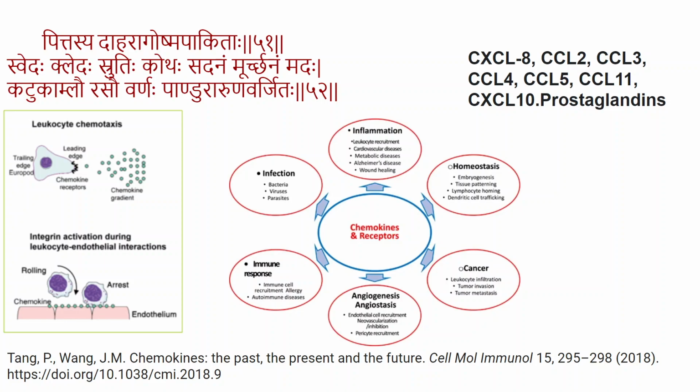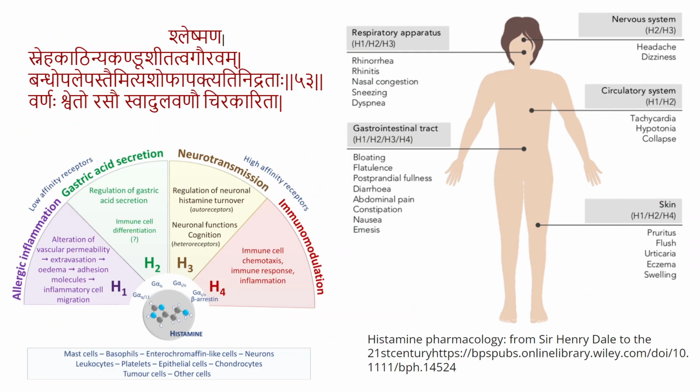That's exactly what you see as the functions of the pitta, where the sweda, kleda, sruti, kotha, sadana, that's the total tissue necrosis, the factors which produce the necrosis of the tissue. These are the typical features of the prostaglandin effect over the body.